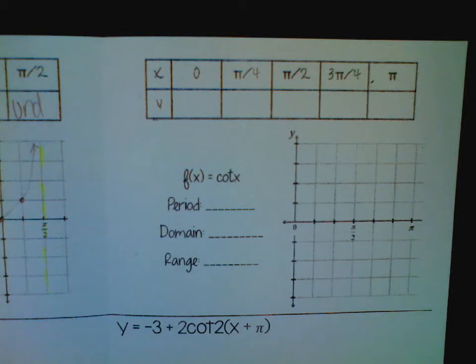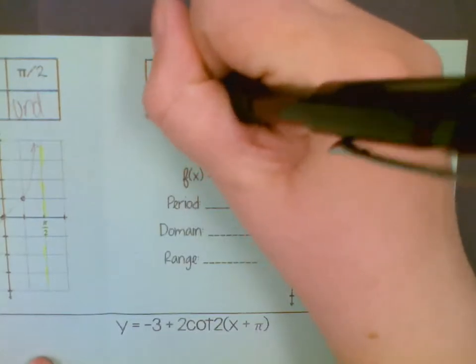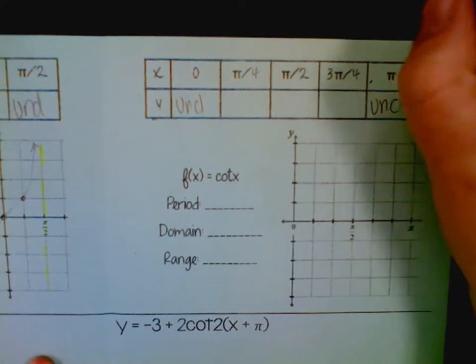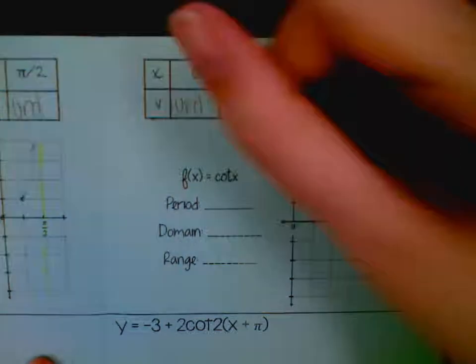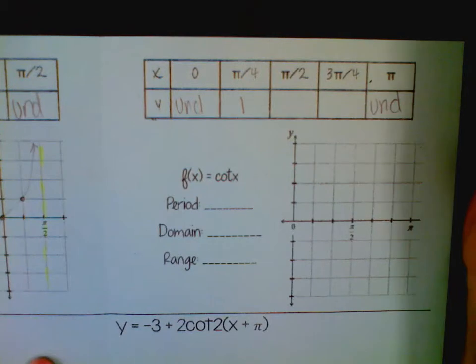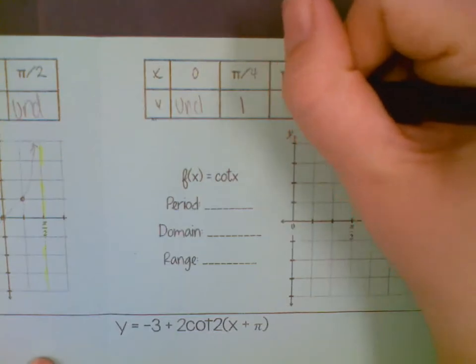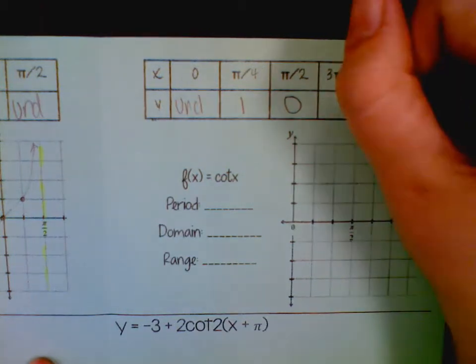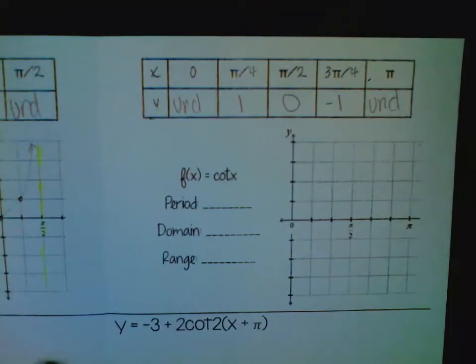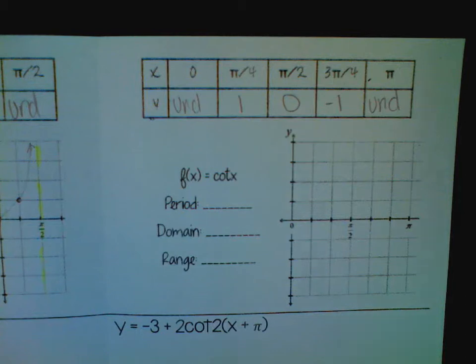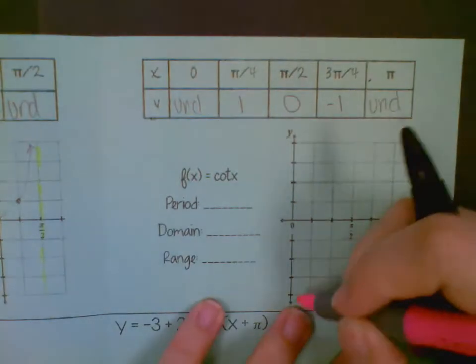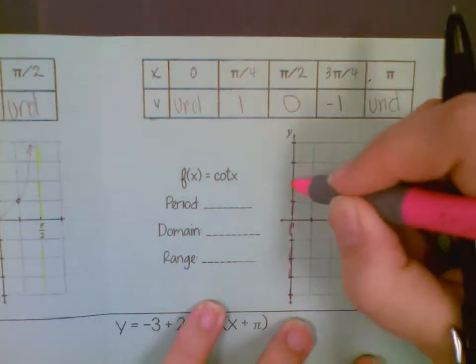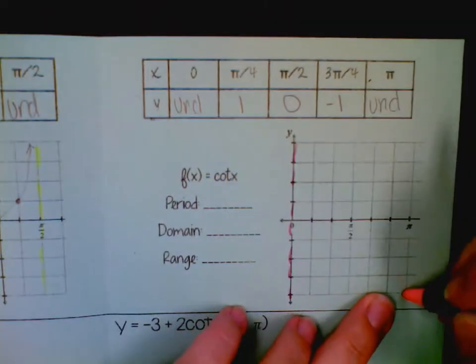So we know that at 0 and pi, cotangent's undefined. At pi over 4, we would get 1. At pi over 2, we get 0. And then at 3 pi over 4, we get negative 1. So for cotangent, our asymptotes are in different places, but we still have those asymptotes. So we're at 0 and we're at pi.